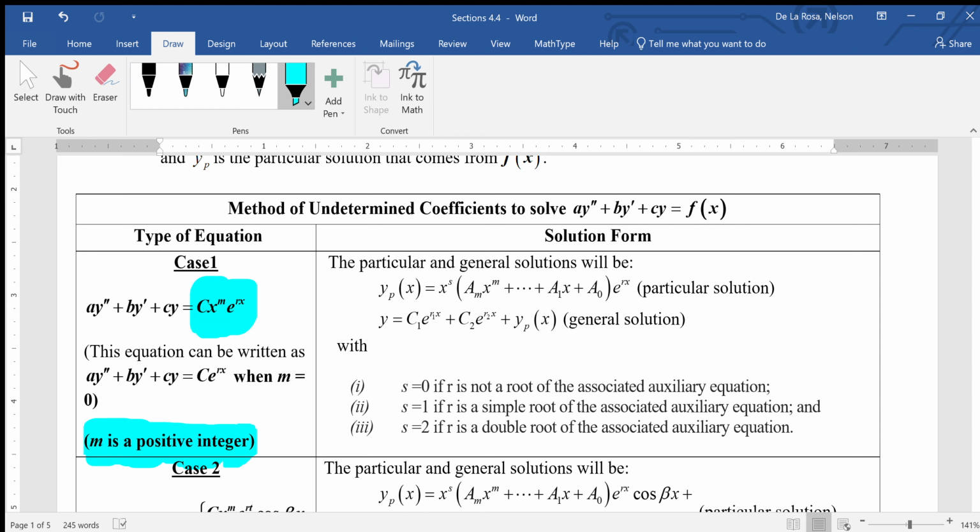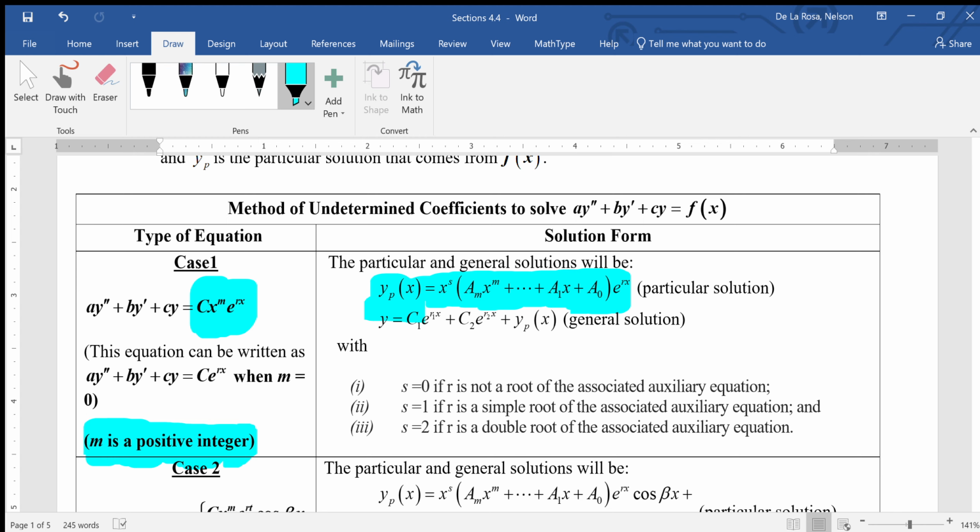Now, if we have an expression as the one I shaded in blue, the particular solution is going to have this form: x^s times a polynomial whose greatest exponent depends on x^m, multiplying an exponential term, e^(rx).